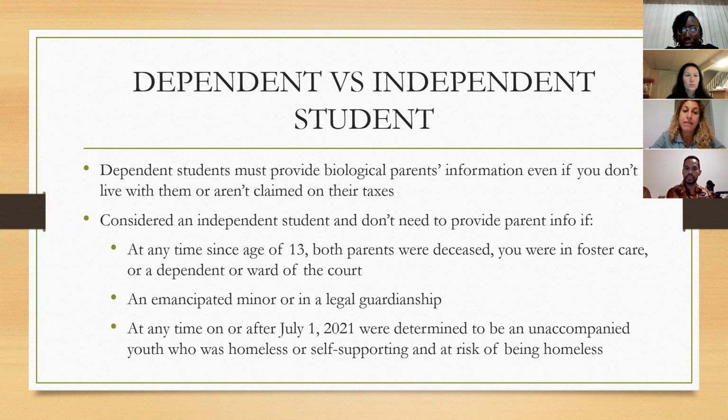The only way that you would be considered independent and not need to provide your parents' information is if at any time since the age of 13, both parents were deceased, you are in foster care or a dependent ward of the court, you're an emancipated minor or in a legal guardianship. So that's what I was talking about before.